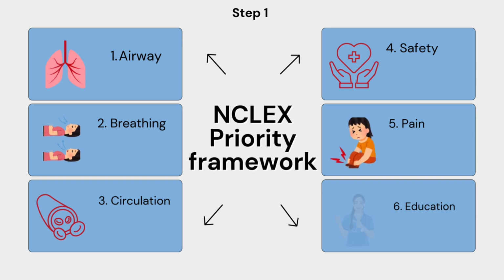So with the NCLEX priority framework, you will see these options labeled from 1 to 6 in their correct order. As you see, you have airway, breathing, and circulation. These are your ABCs, and NCLEX is big on ABCs. NCLEX wants you to prioritize ABCs above all. You may see at number 4, safety, number 5, pain, and at number 6, education, but ABC tops them all. So don't forget that. This is very important for NCLEX.